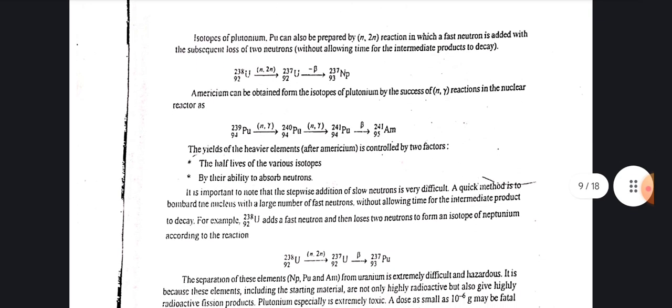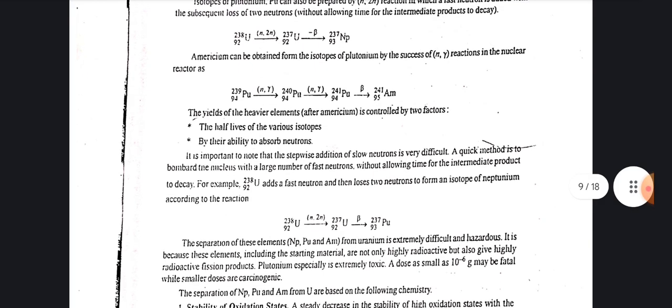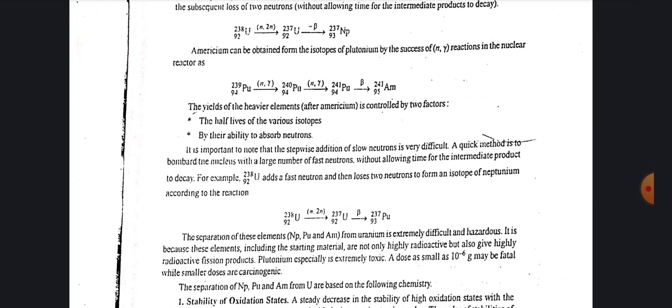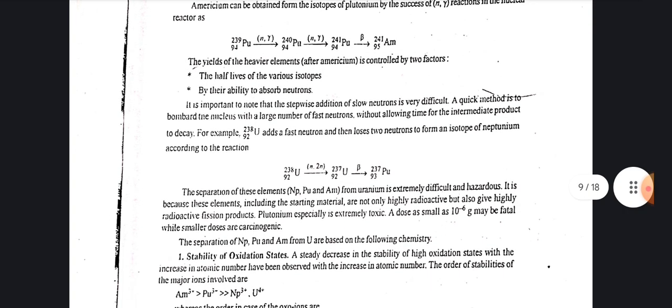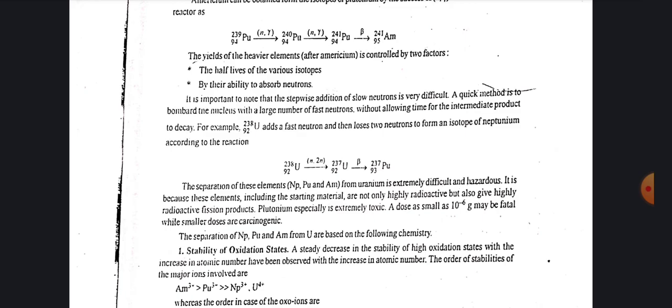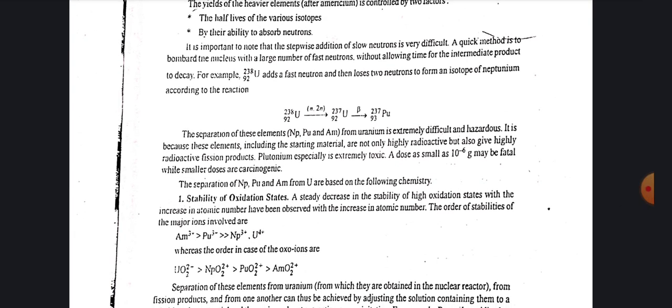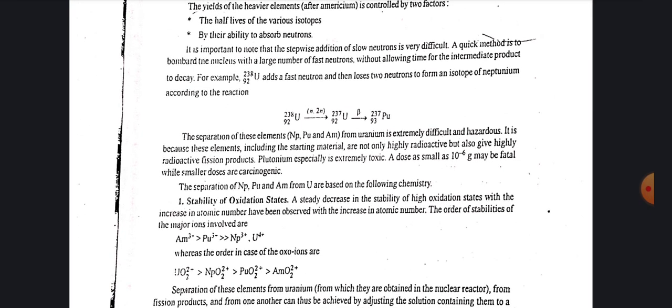Isotopes of plutonium, Pu, can also be prepared by an (n,2n) reaction in which a fast neutron is added with the subsequent loss of two neutrons. Americium can be obtained from the isotopes of plutonium by successive neutron capture and gamma reactions in nuclear reactors, as the yields of the heavier elements after americium are controlled by two factors: the half-lives of the various isotopes and their ability to absorb neutrons. It is important to note that the stepwise addition of slow neutrons is very difficult.